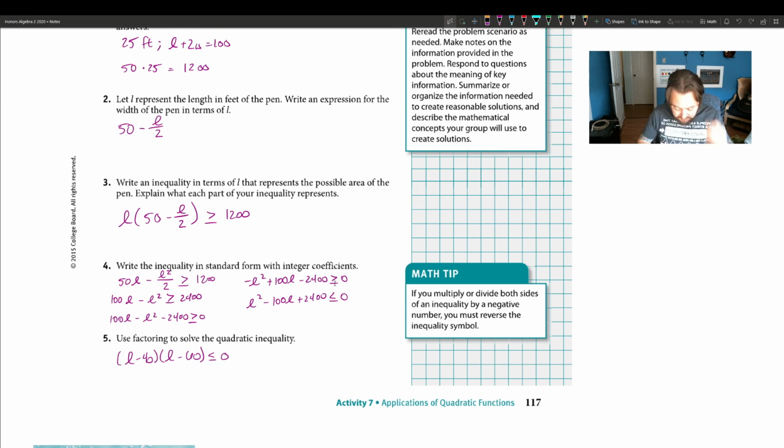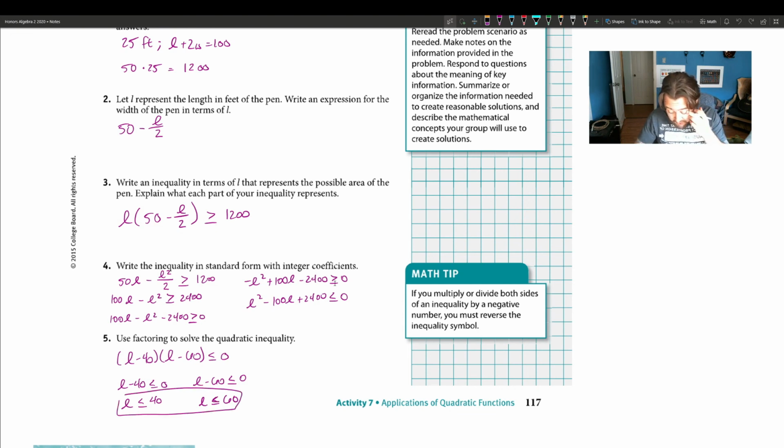Okay, so my two solutions here would be L minus 40 less than or equal to 0. So L, if I add 40 to both sides, is going to be less than or equal to 40. And then L minus 60 is less than or equal to 0. If I add 60 to both sides, I get that L is less than or equal to 60. So there's our possibilities. I'm sorry this thing is taking so long to sync today. I do not know what its problem is.